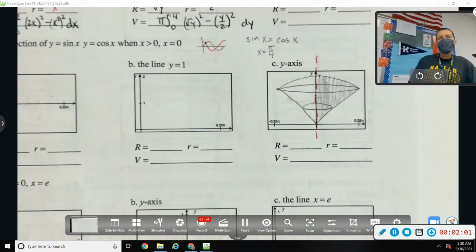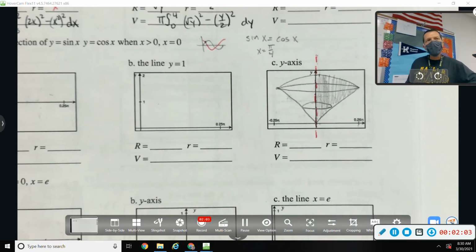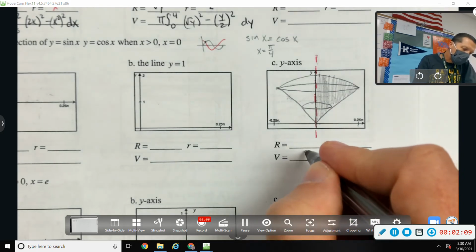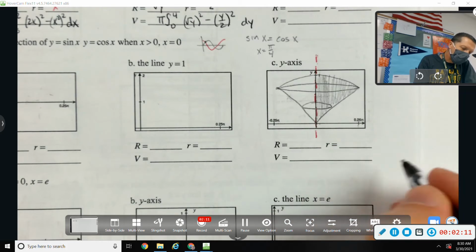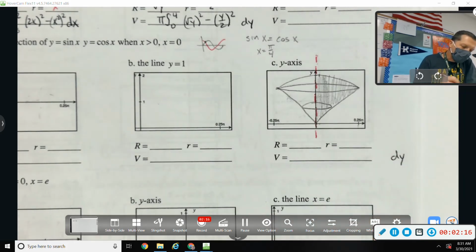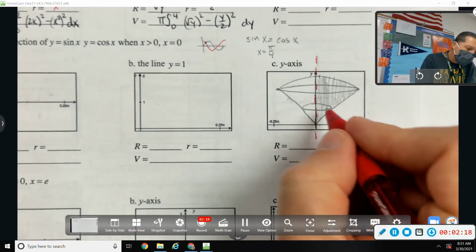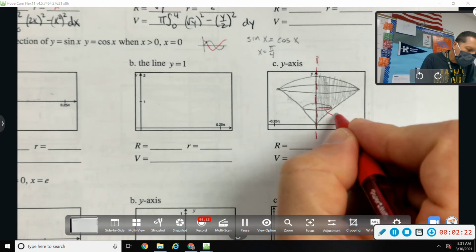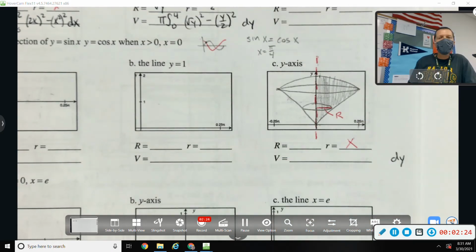So this is a disk problem the whole way. There's no washers in there. Are we slicing dx or dy? Dy. And so there's no little r. There's only big R, but something is kind of odd about this problem. Like, what's big R equal to?